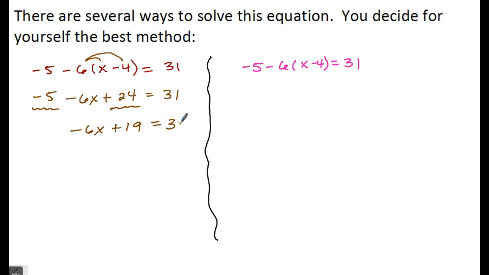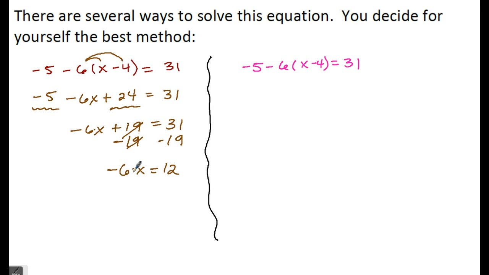And that's going to equal 31. Okay, now I want to solve for x. Before I can solve for x, I need to get rid of this 19, which means I'm going to subtract 19 on both sides. That'll cancel the 19s, and we have negative 6x equals 31 minus 19. That's going to give us 12.